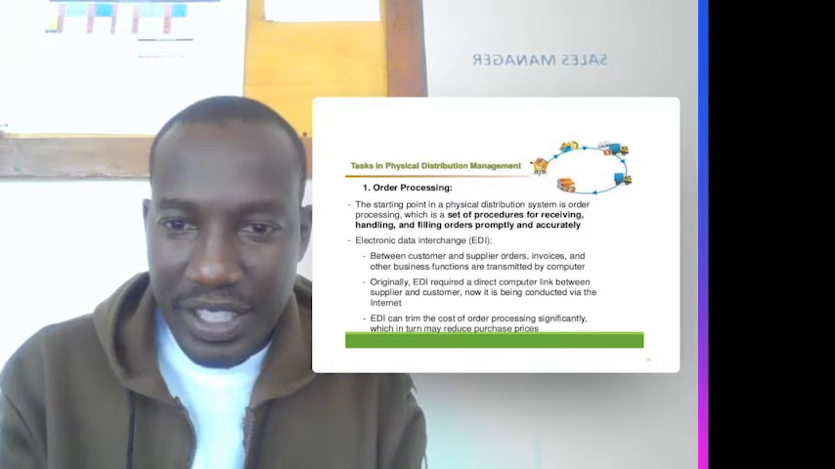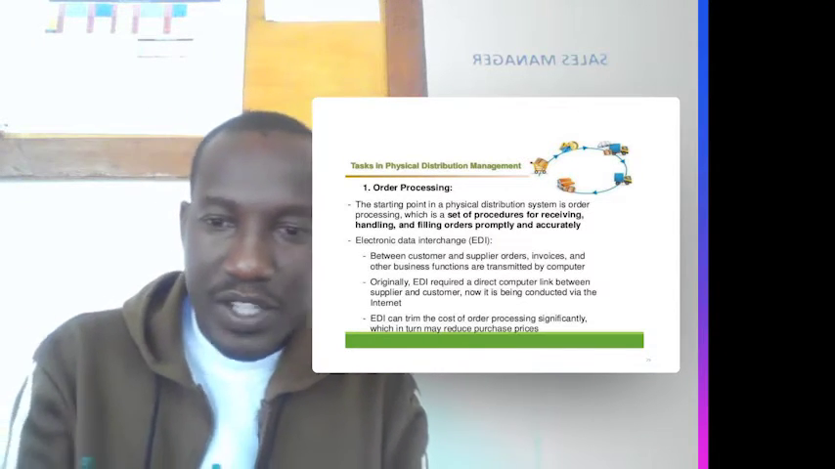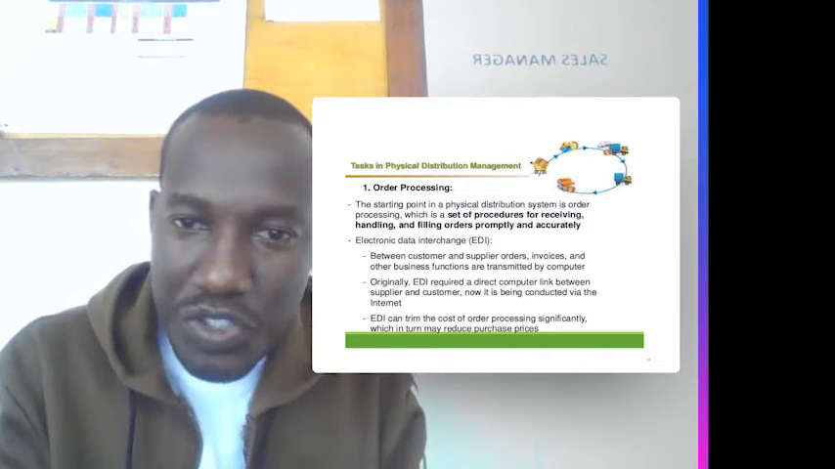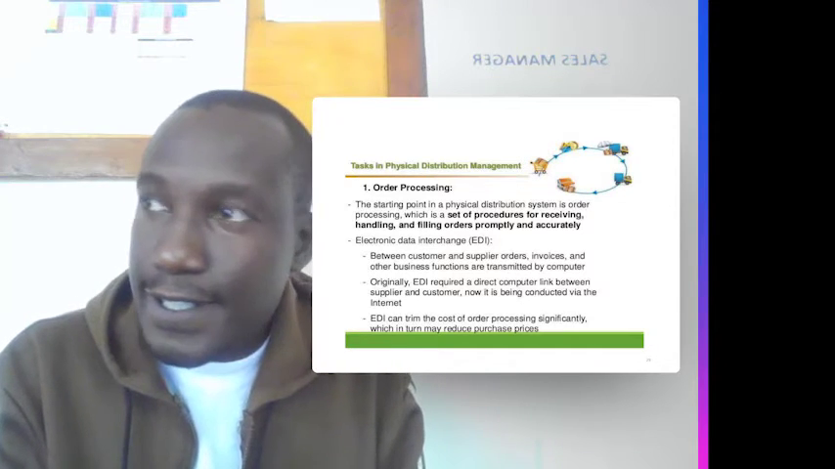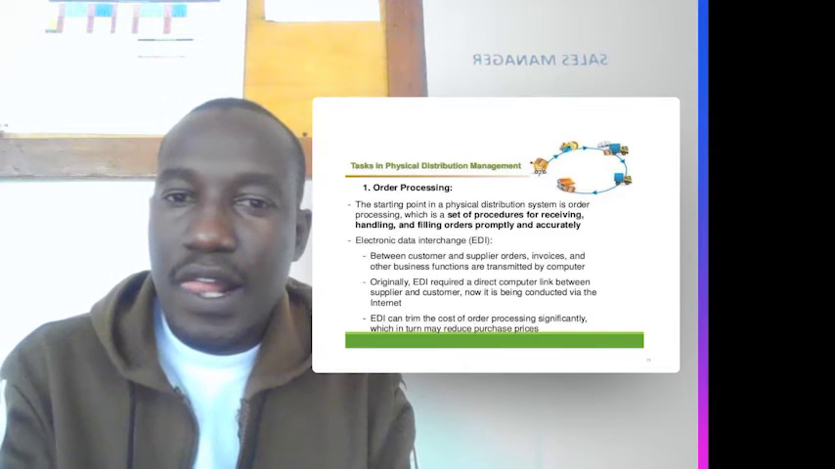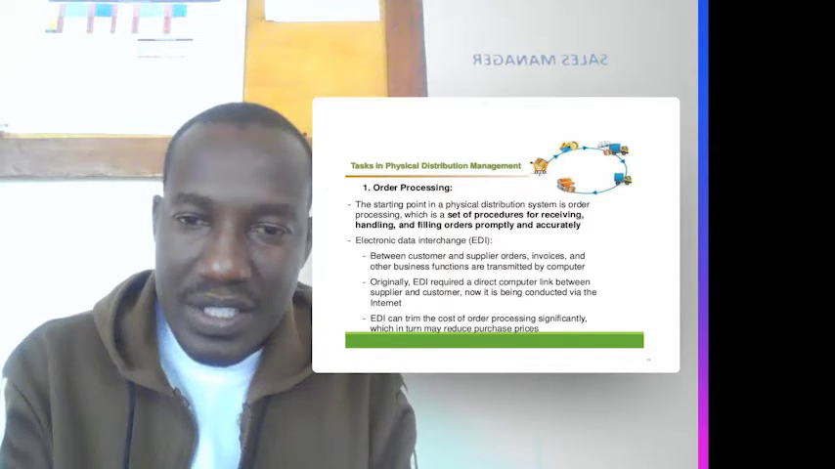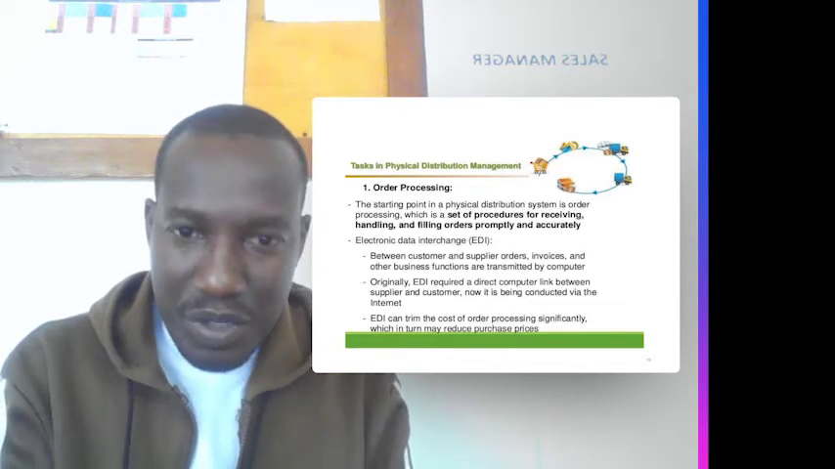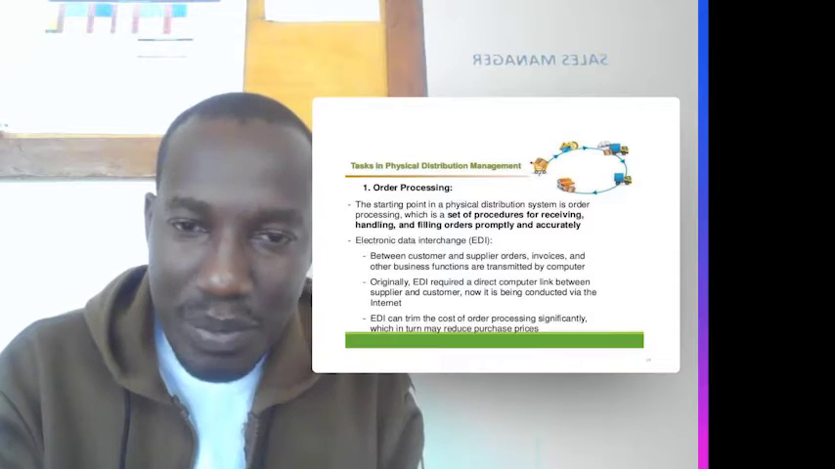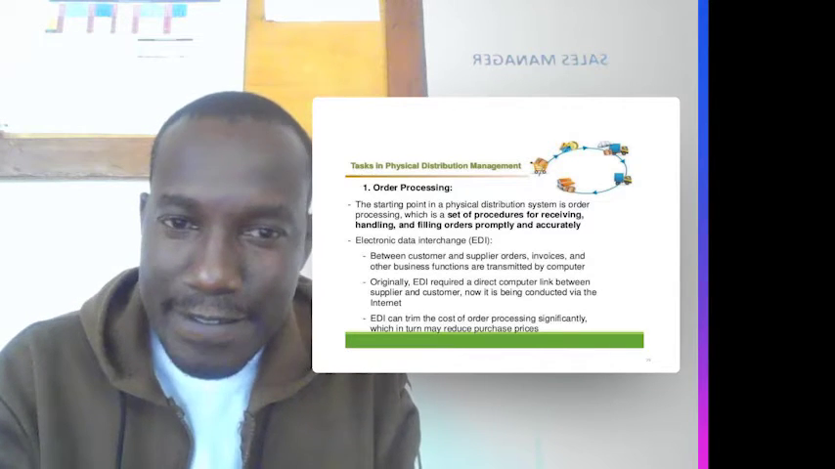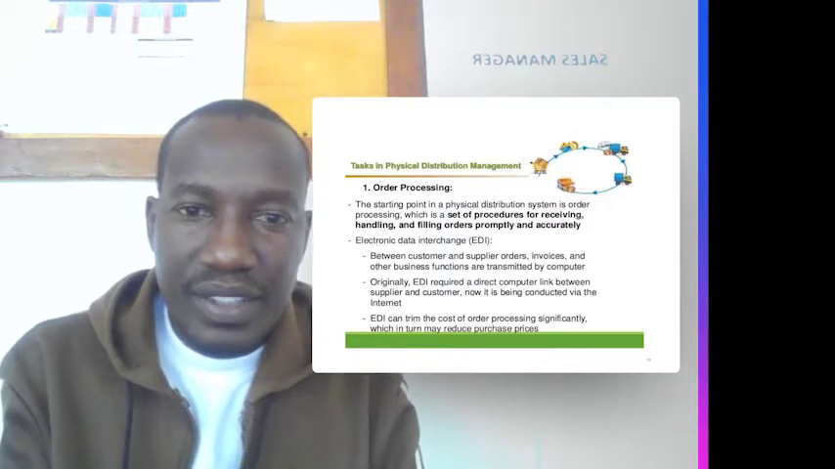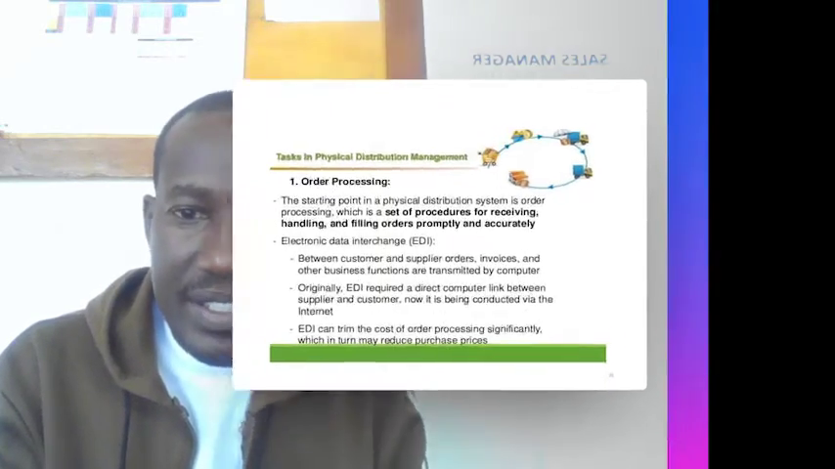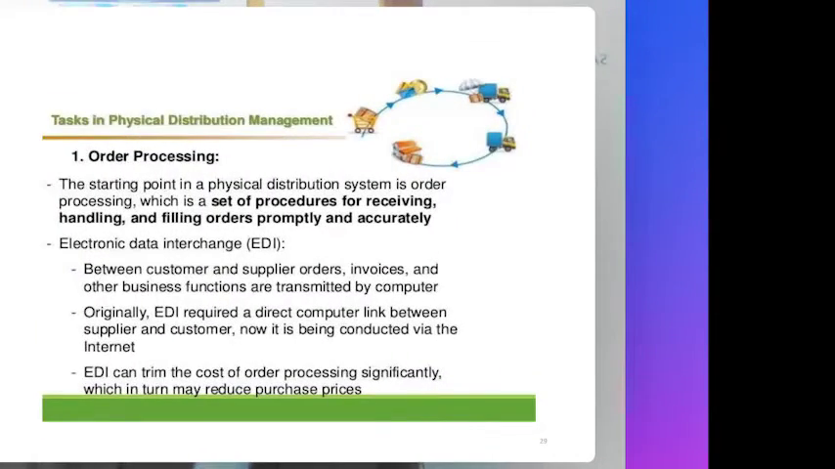Yes, I welcome you to this fifth episode where we're looking at physical distribution. And we've said physical distribution involves order processing, inventory control, warehousing, and transportation. So we're looking at order processing. This involves the procedures of receiving, handling, and filling orders promptly and accurately.